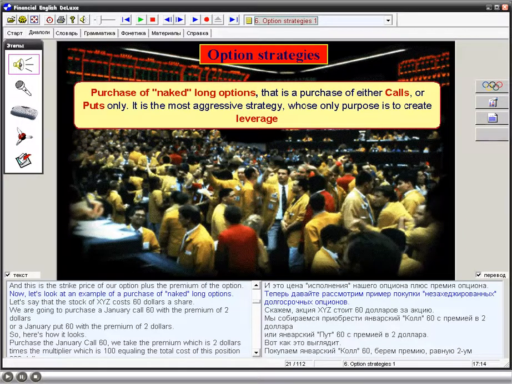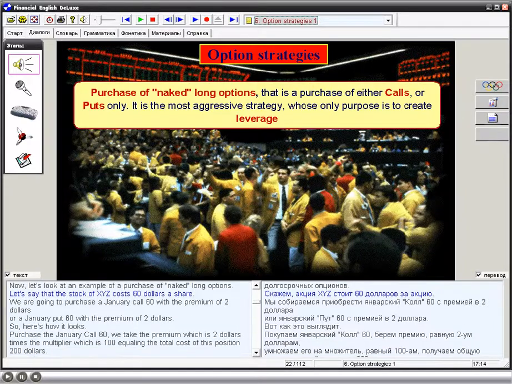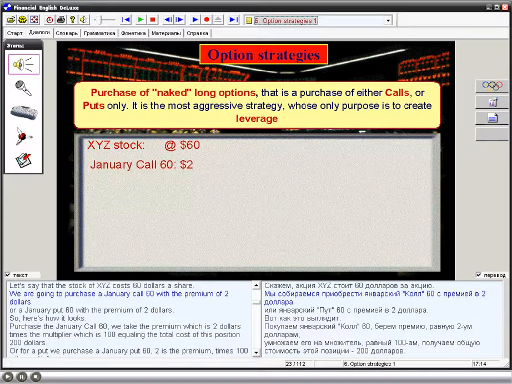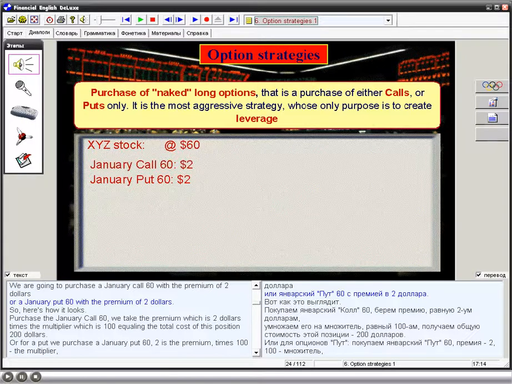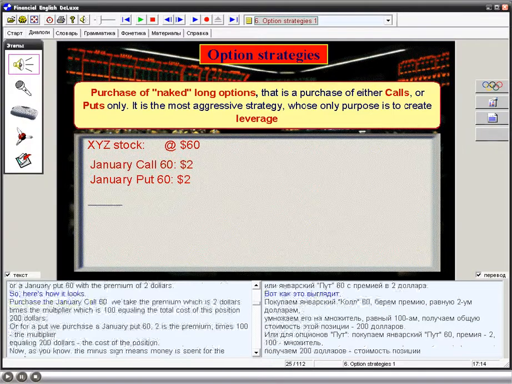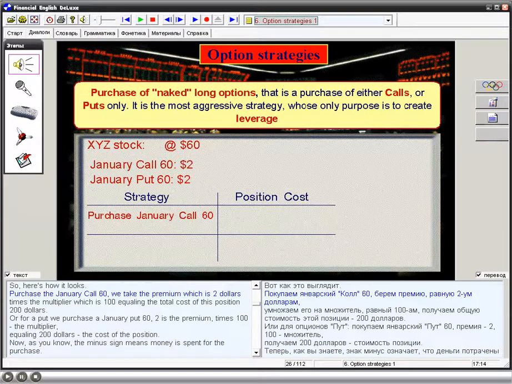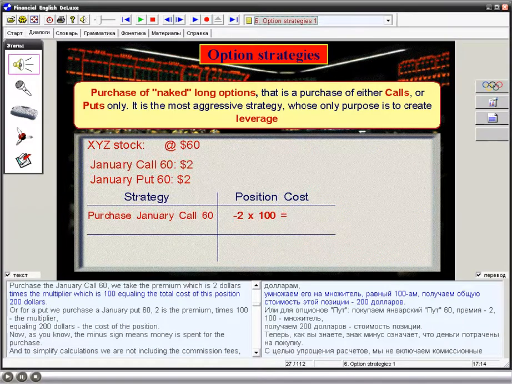Now let's look at an example of a purchase of naked long options. Let's say that the stock of XYZ costs $60 a share. We're going to purchase a January call 60 with a premium of $2, or a January put 60 with a premium of $2. So here's how it looks. Purchase the January call 60. We take the premium, which is $2, times the multiplier, which is 100, equaling the total cost of this position, $200.